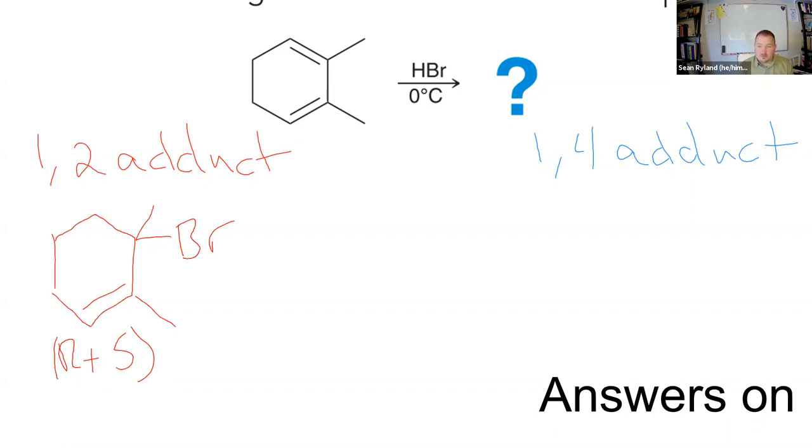We made a stereocenter. We made a carbon with four unique things attached to it. So that means we have to specify R and S. And our 1,4 adduct is going to look like this.